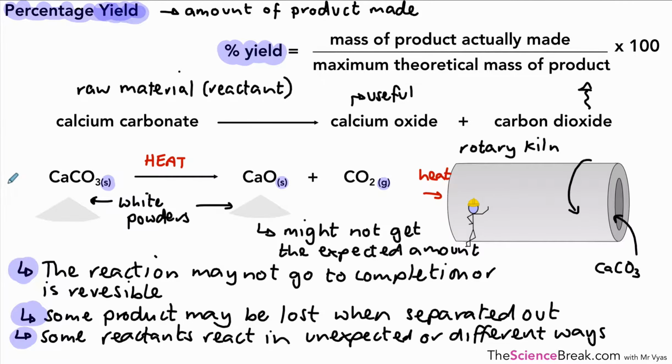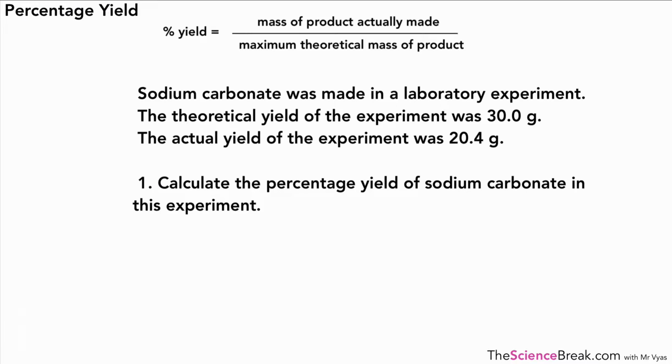So these are generally the key reasons why we might not get the amount of product that we expect. And we have to look at the individual reaction before we decide which ones might be applicable. So in this case, we might lose some of that calcium oxide. When we are removing it, some of it might stick to the sides of the kiln. Okay, now let's have a look at an actual calculation that we might be asked to do.